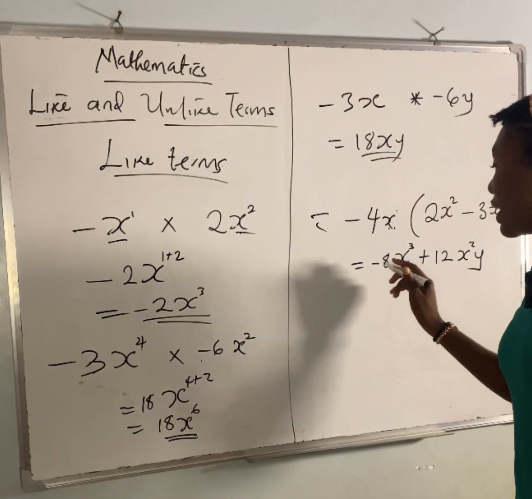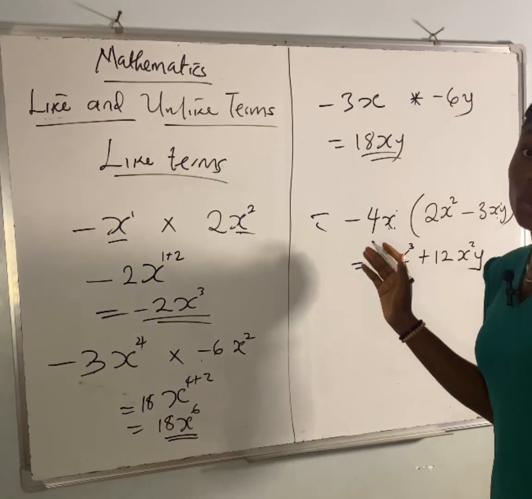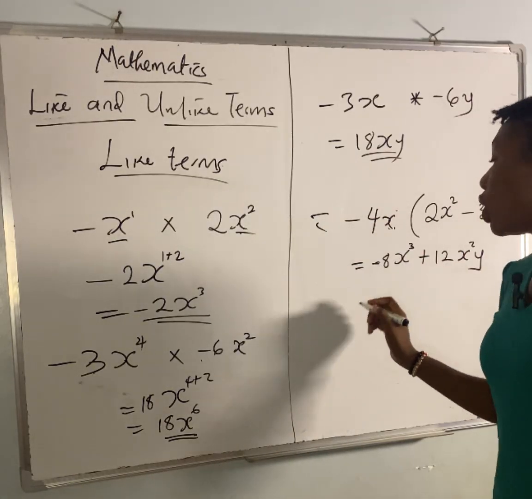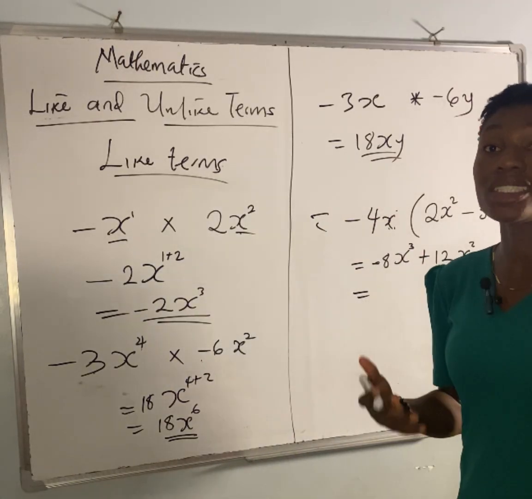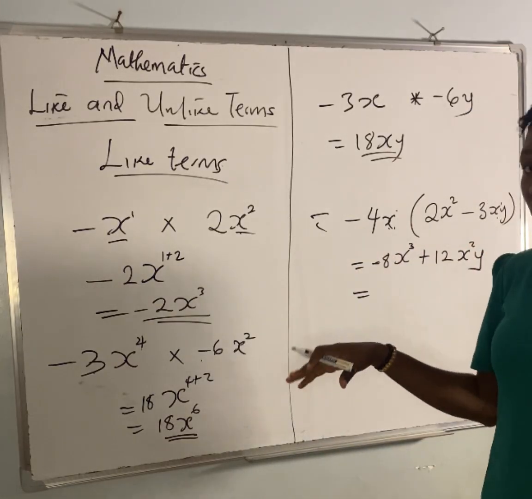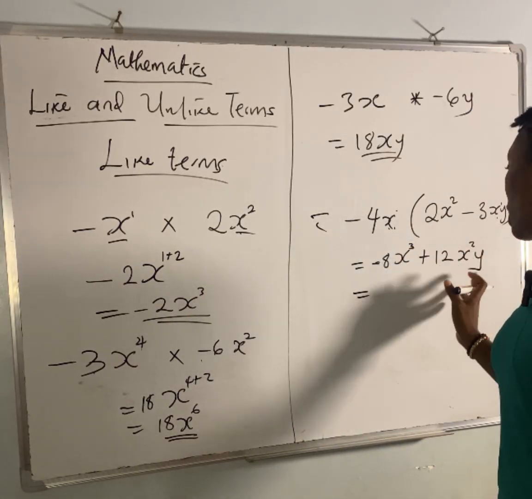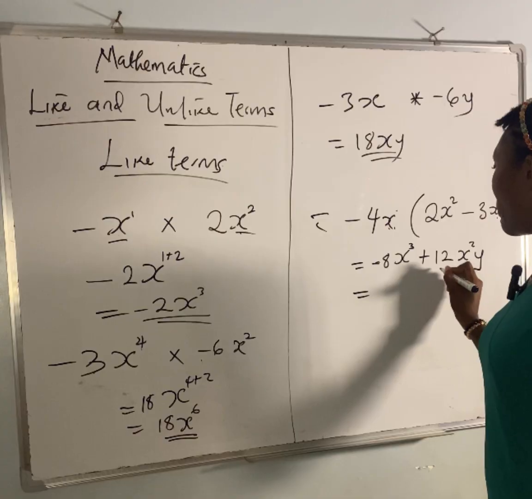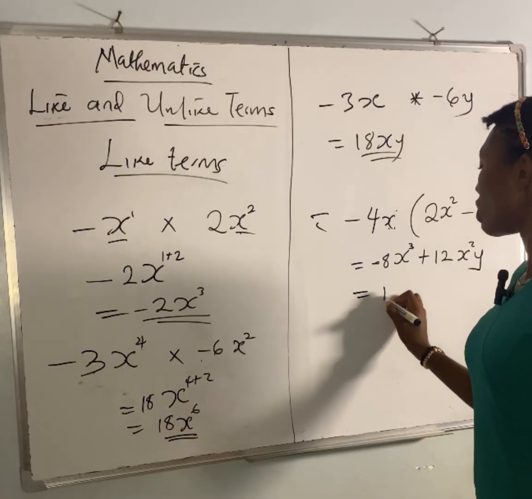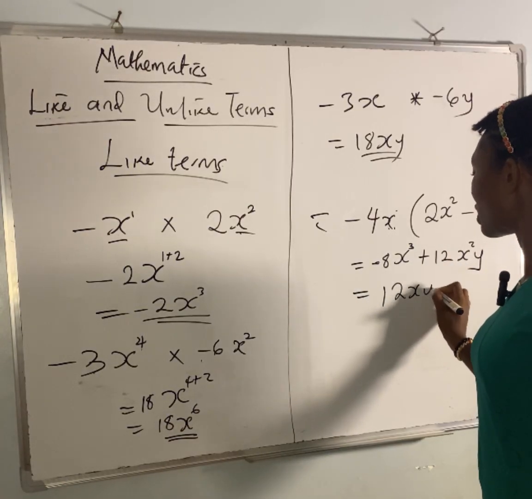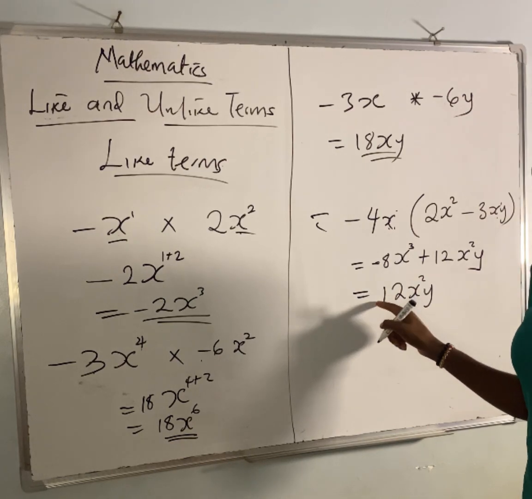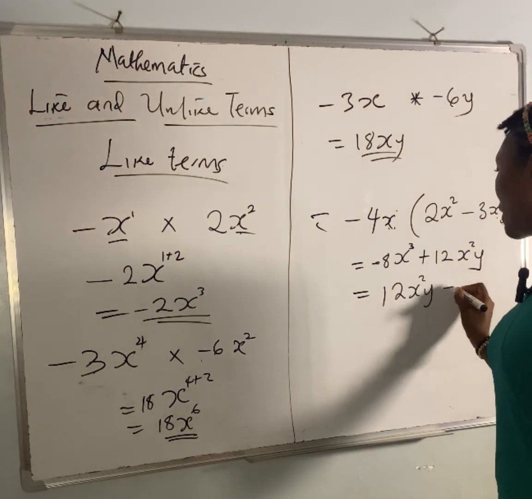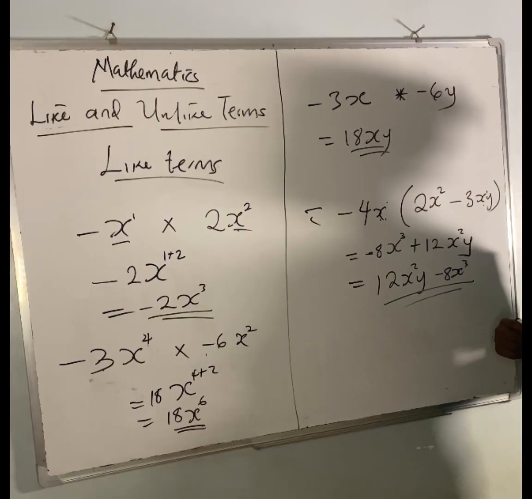Now, this minus 8 is coming in front. You can leave your answer like this, it's not wrong. Or you can rearrange it, starting with the positive, that is the plus should come first, then the minus should go to the back. So starting with the positive, this is plus 12x squared y. Whenever I'm starting with the positive, there's no need to bring in the plus sign. Minus 8x cubed.